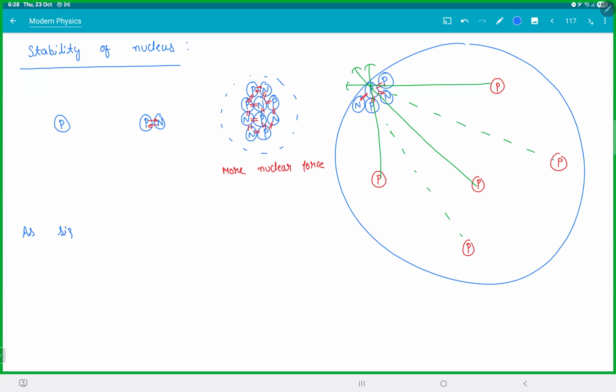Is that making sense? The explanation is making a little sense. Because at the edges only 4 or 5 people are attracting you, but there are 90-95 protons which are pushing you out. The electrostatic force will start dominating. As size increases, nuclear force increases. Therefore, stability increases.